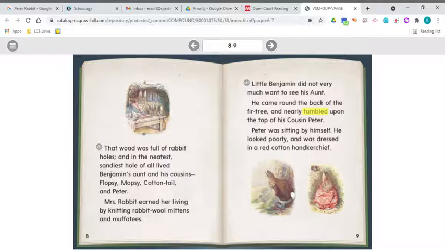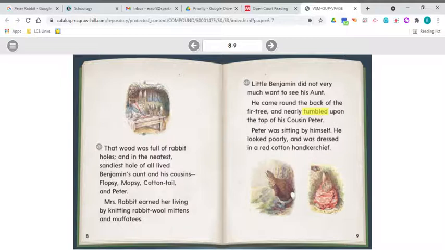Mrs. Rabbit earned her living by knitting rabbit wool mittens and muffetees. Little Benjamin did not very much want to see his aunt. He came round the back of the fir tree and nearly tumbled upon the top of his cousin Peter. Peter was sitting by himself. He looked poorly, and he was dressed in a red cotton handkerchief.